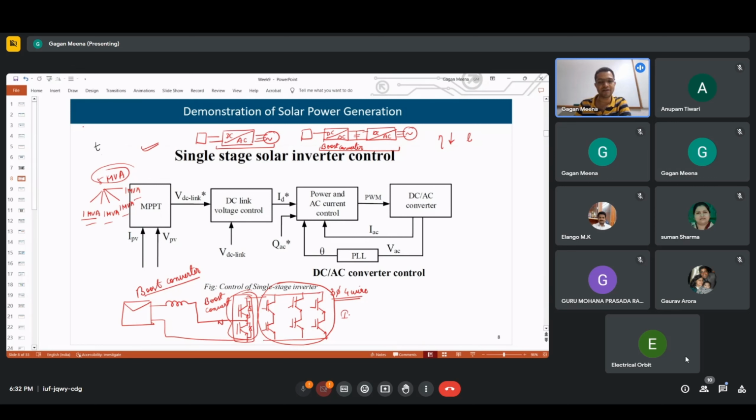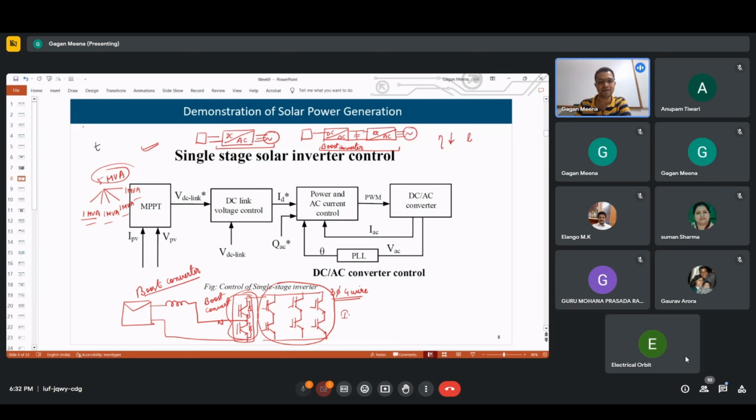So there is MPPT voltage control and DC current control. This is the inner current control loop, so it is slower. Then the output of this goes to a DC link, and here we will have an inverter, DC to AC. The voltage of this DC link capacitor has to be maintained, so that is why we have this DC link voltage control, then the same AC current control loop and PLL.